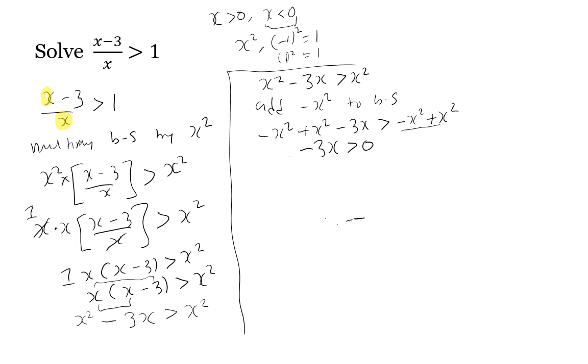Now to find x, we have to divide both sides by minus 3. So we'll have minus 3x divided by minus 3. But remember in our previous example that whenever we divide by a negative number, the sign will change. So instead of greater than, it will change to less than. 0 divided by minus 3: minus 3 goes into minus 3 just once, so we'll have 1x is less than 0 divided by anything, which is 0. So we'll just have x is less than 0.